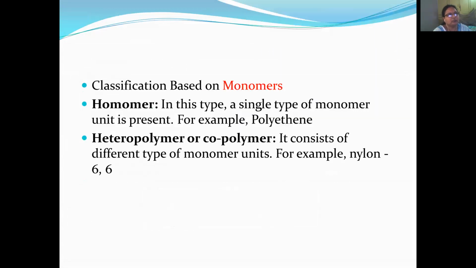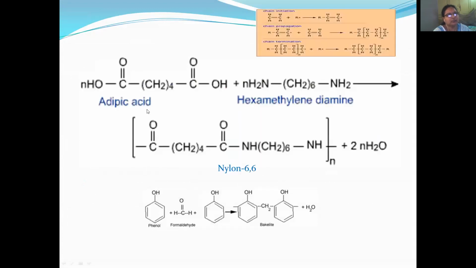So depending upon the monomers, homopolymer, heteropolymer, copolymer. Example, we have here homopolymer, polyethylene; heteropolymer, adipic acid and hexamethylene diamine react to form nylon 6,6. Then we have phenol and formaldehyde forming bakelite. So these are the two examples for condensation polymerization, whereas this is the example of addition polymerization. Right? Here a single monomer is used and here different monomers are used.